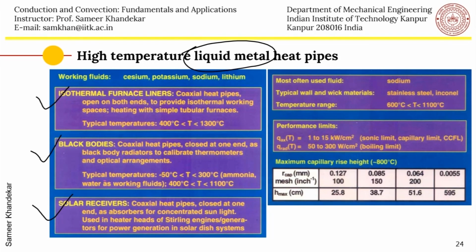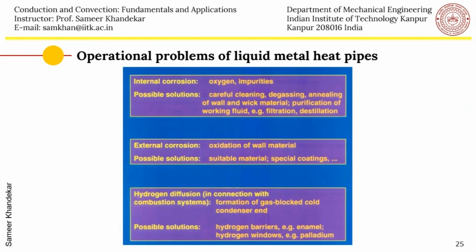There are several problems when we apply high temperatures, because corrosion at high temperatures is very high. Impurities can lead to a lot of damage, and therefore cleaning, degassing, and annealing are some of the things which must be done. Hydrogen diffusion is also a problem, and therefore enamels or coatings are used so that at these high temperatures these diffusional problems, oxidation problems or chemical corrosion are avoided.